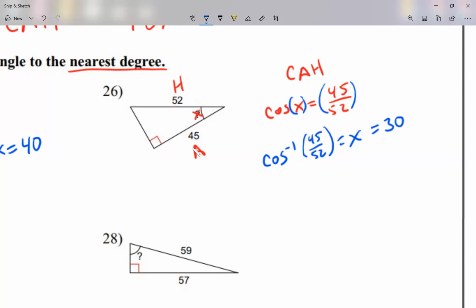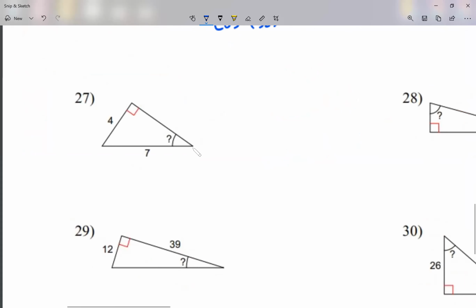Let's take a look at question number 27. I do have the hypotenuse this time. My question mark here, let me call it x. And based on that angle, I have the opposite. So I remember the acronym SO. That basically stands for sine is opposite over hypotenuse. I'm going to say sine of x is equal to 4 over 7.